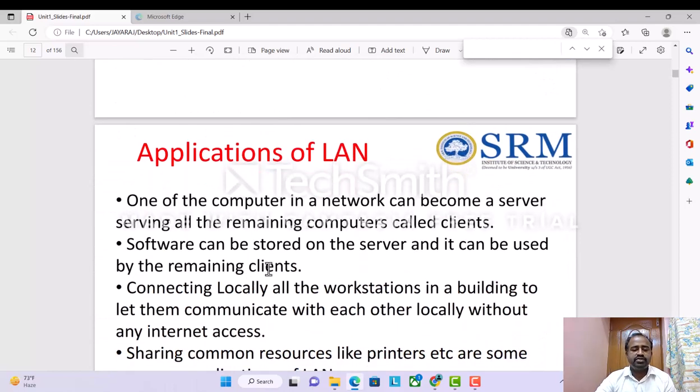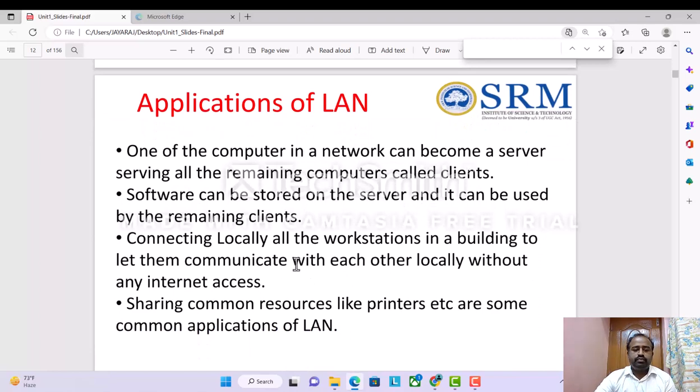Then applications of LAN. Where has the LAN been used? Once the computer has entered into the network, in LAN, a single system can act as a server, and the remaining computers are clients. We all know client and server communication: the client gives a request to the server and the server responds back to the client. Likewise, a single system will act as a server and the remaining computers, which we know as clients, will be served their requests.